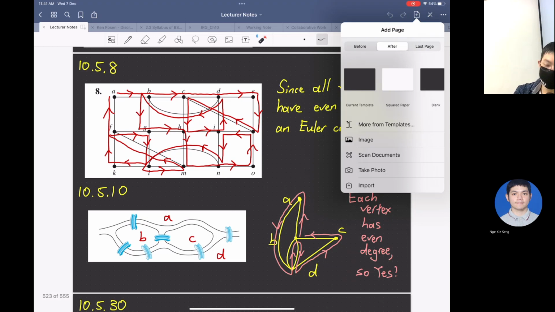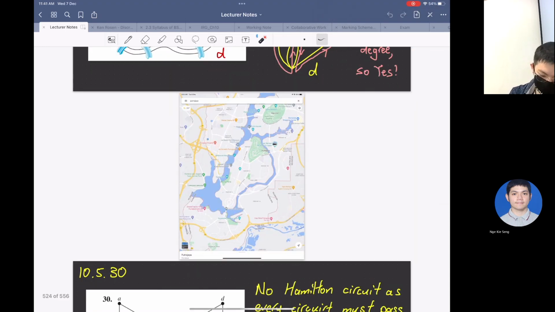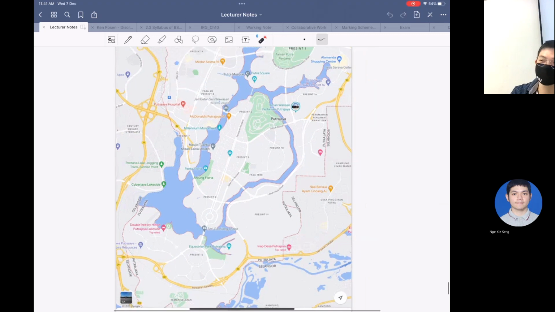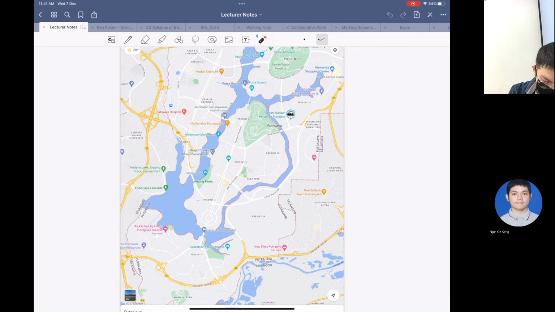Since we talked about this, actually, I found a 7 bridge problem at Putrajaya. But this one is a different 7 bridge problem. How many bridges to Putrajaya? 1, 2, 3, 4, 5, 6, 7. Seven bridges to Putrajaya. So the question is: is there an Euler circuit on Putrajaya?